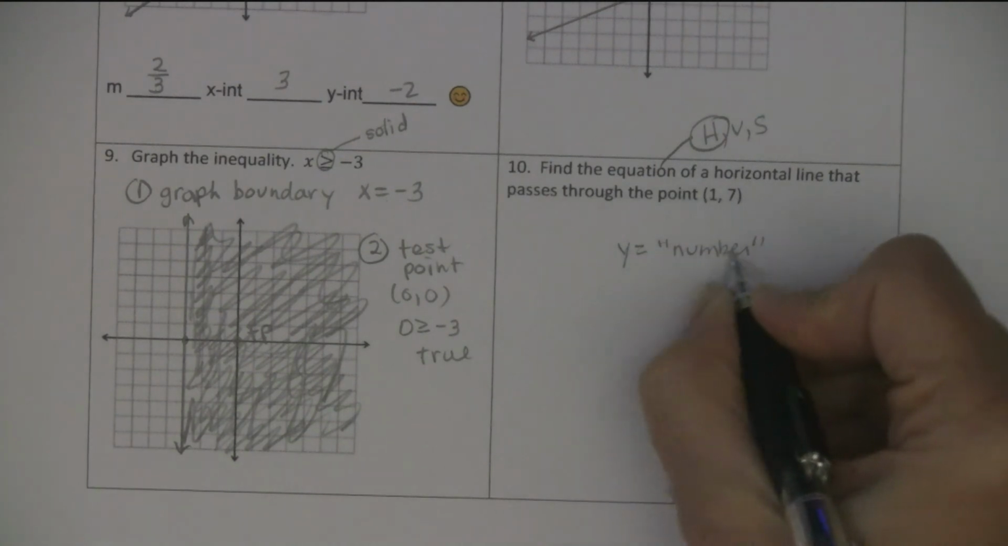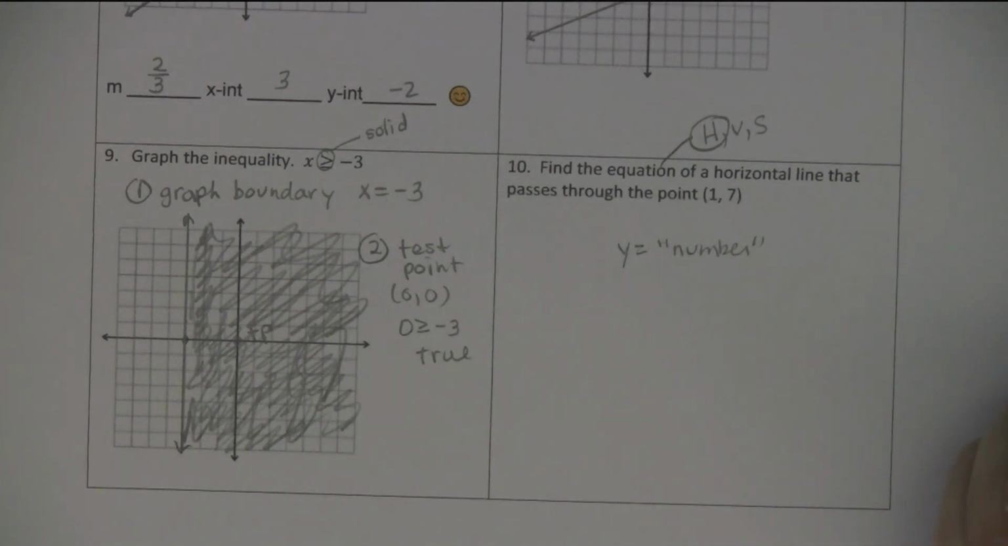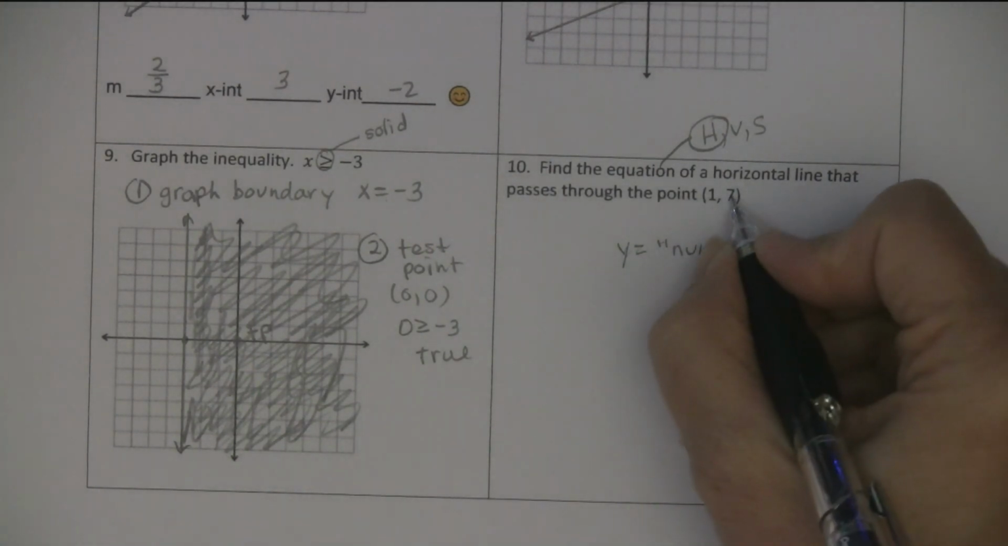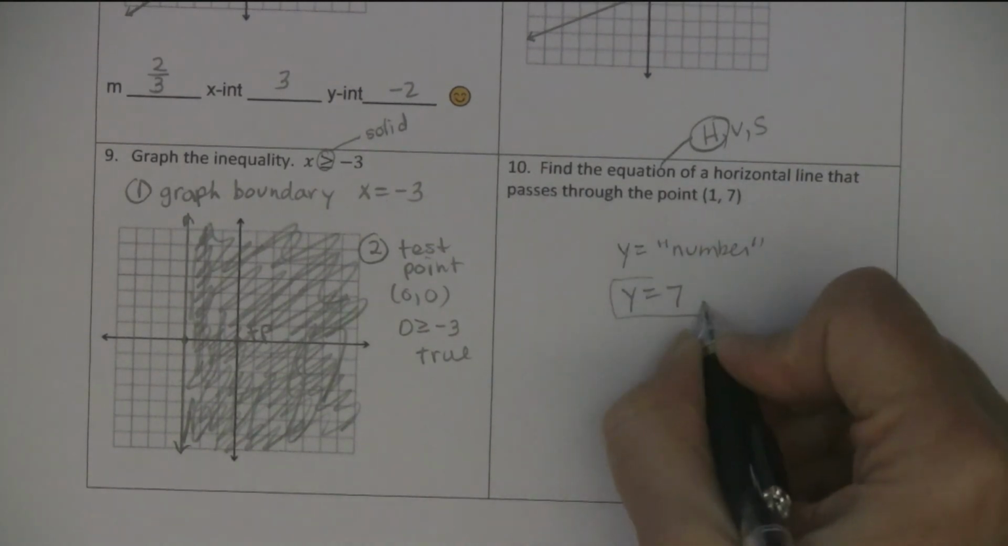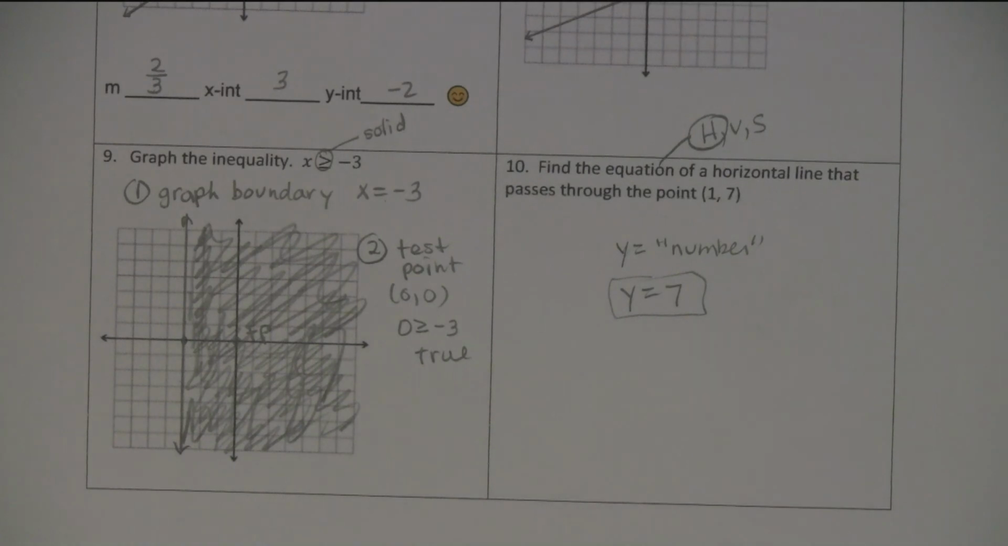If you're saying, where did that come from? They asked me to memorize that. And what is the number for y? It's 7. So y equals 7, and then we're all done. There's the equation of the line. So anyways, you can see if it's horizontal or vertical, it's pretty easy to find the equation of the line.